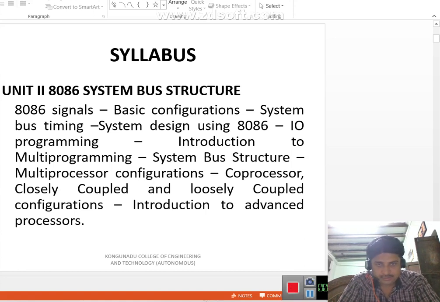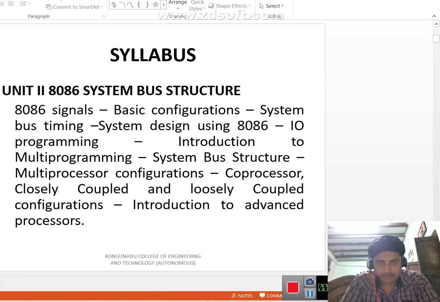Now we are going to discuss Unit 2, that is the 8086 system bus structure. In the previous unit we discussed the 8085 microprocessor. Now I am going to discuss the system bus structure, and how the system buses are designed. We have already covered the three types of buses, that is data bus, control bus and address bus. Now, how they are configured with each other is the basic idea of the configuration of the bus structures.